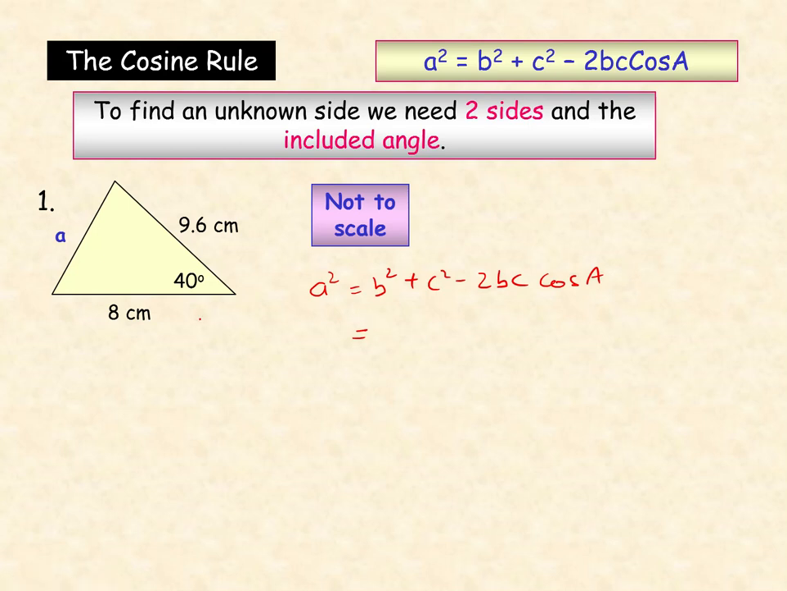So we've got A, and the two sides with the angle in between. It doesn't really matter which order I write them. If I call the 8 centimeter side B, and I call this C, then I've got 8 squared plus 9.6 squared minus 2 times B, which is 8, times C, which is 9.6, times cos of A, the included angle, cos 40. I can put that in my calculator and work it out. It gives me 38.49.